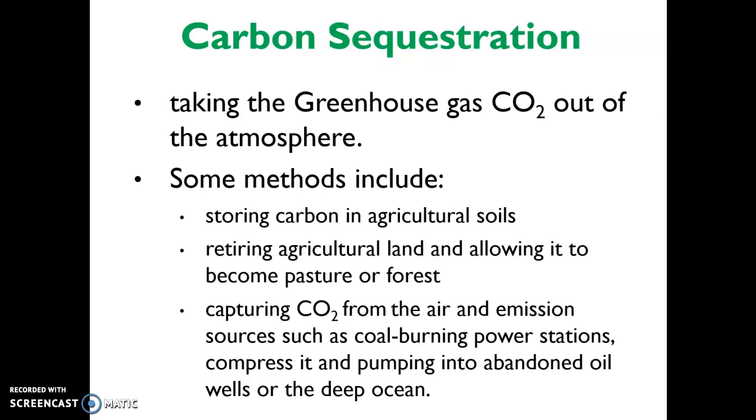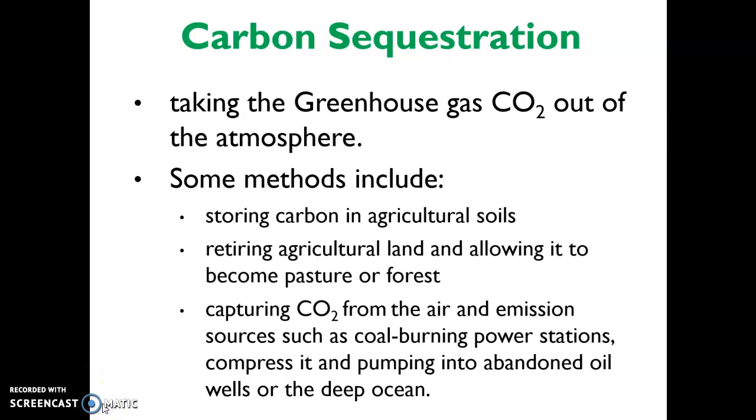If you remember from when we looked at the bioproductivity of different types of ecosystems, agricultural land is actually very low on the list. It's not very productive. So if you picture a field of corn and instead you allow it to become a pasture or forest, the concept is that more CO2 would be taken out of the atmosphere that way.